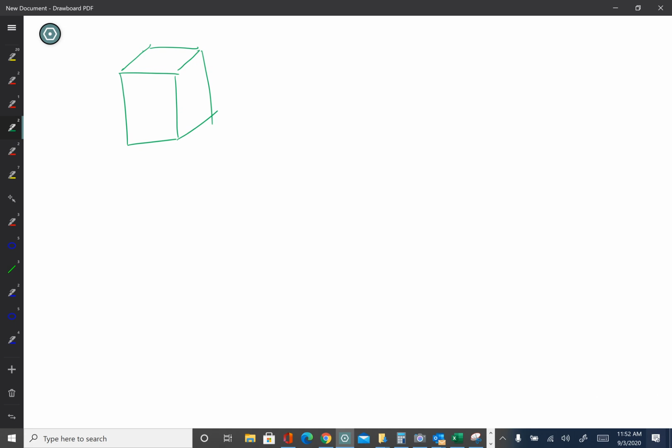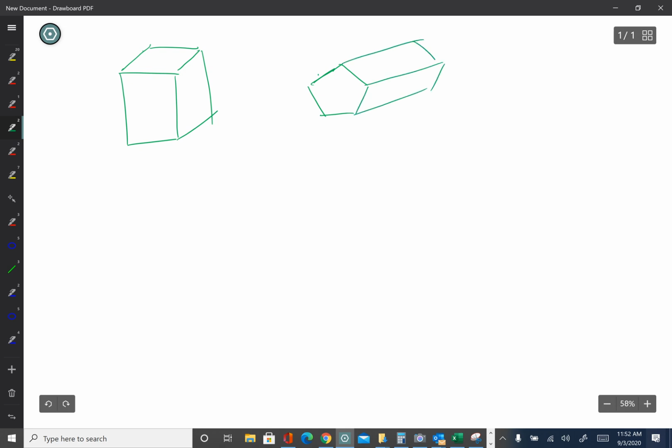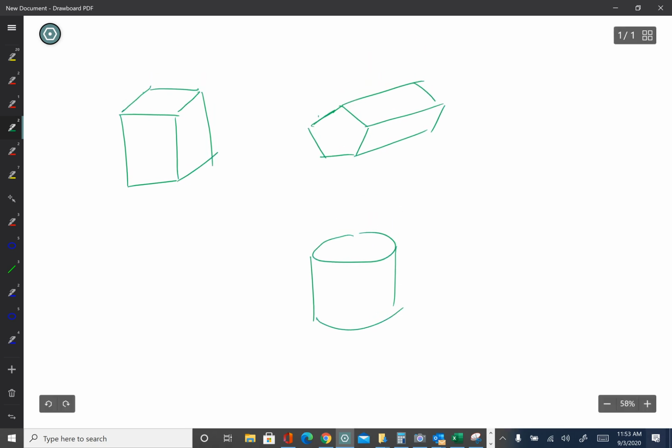I can do a pentagonal prism, right? I can even do a cylinder, which is prism-like, right? All right, so the first thing we need to know, these are prisms, right?